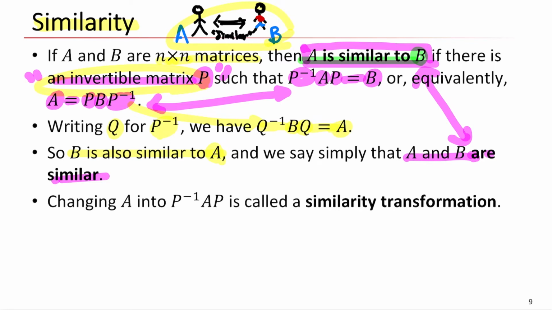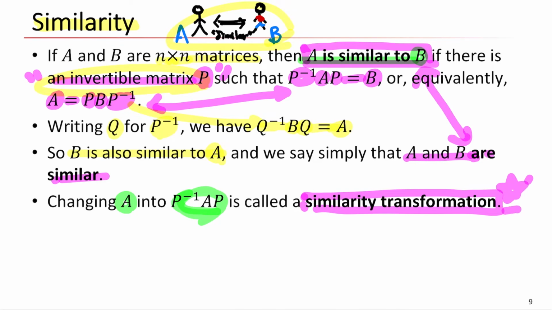In this case, changing the original matrix A into the similar matrix P inverse times A times P is called a similarity transformation. In other words, replacing the original matrix A with the similar matrix P inverse times A times P is called the similarity transformation.